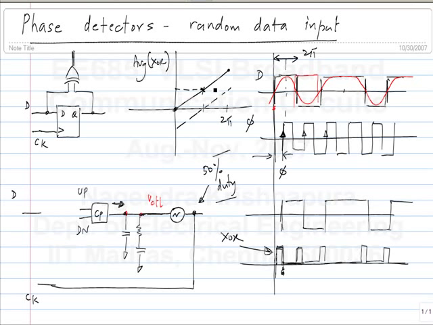Use a negative edge triggered flip flop. What is the input to the flip flop? That will give us that. So that is the problem, right? You can't sample D at the falling edge. That's not a good thing. So what do you sample at the falling edge?